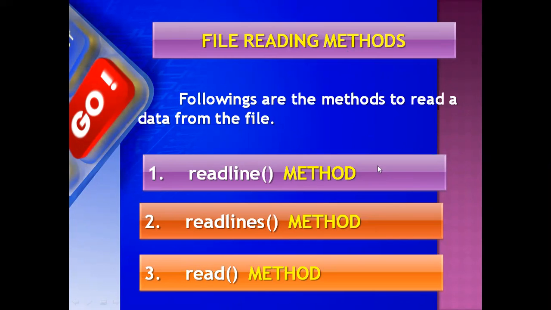The following are the methods to read data from a file. First, readline. Readline is a function, a method. And readlines. Readline is different and readlines is different. Readline means a single line; readlines means multiple lines can be read. And read means it reads only a string.